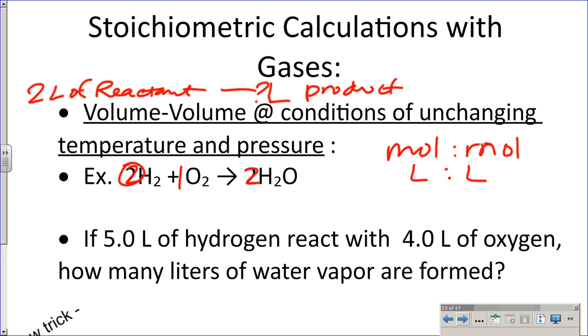It's really nice. So don't think you got to go, oh my gosh, I got to go to moles, then mole-mole ratio, and then back to liters, because essentially you're canceling out your mole conversions. So you can go liter to liter, and that's fine. So if I told you in this problem, I'm going to show you this trick actually.